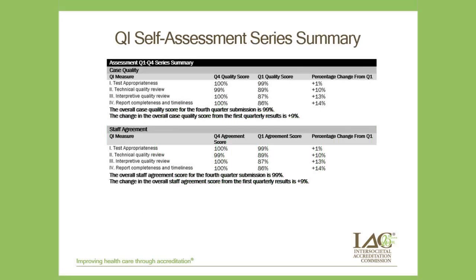Following the completion of the 4th quarterly submission, a series summary will be provided comparing the quality scores from quarter 4 against those from quarter 1 to include the percentage change from quarter 1. For those participating as a group, you will also be provided with a series summary of the agreement scores. This summary can be the basis of discussion at the facility's biannual QI meeting.